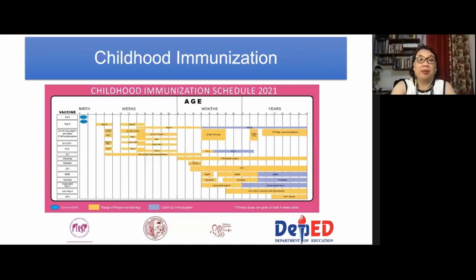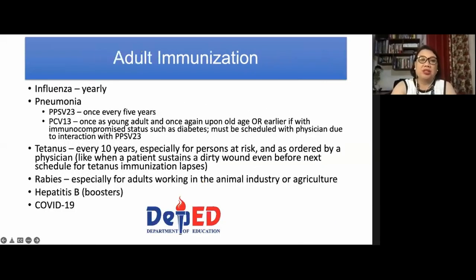There are quite a number of childhood vaccines that are being recommended by the Philippine Pediatric Society and the Pediatric Infectious Disease Society of the Philippines, or PIDSP. You can refer to this immunization schedule. This is the updated one for 2021. For adults, immunization is also being recommended.